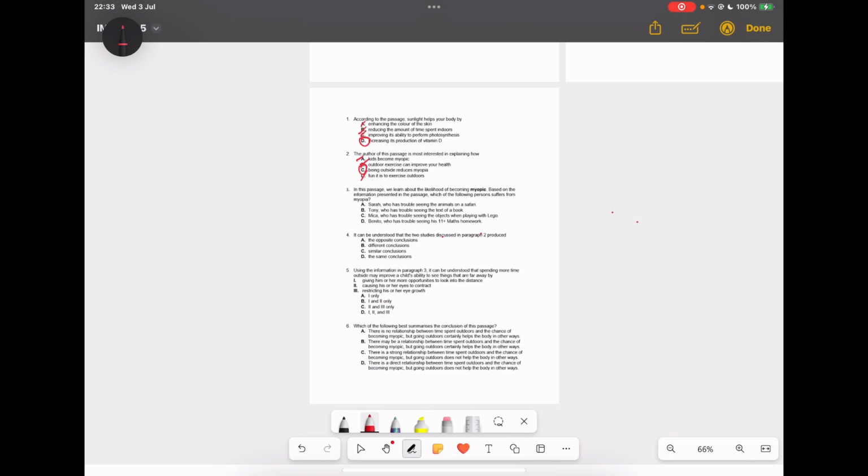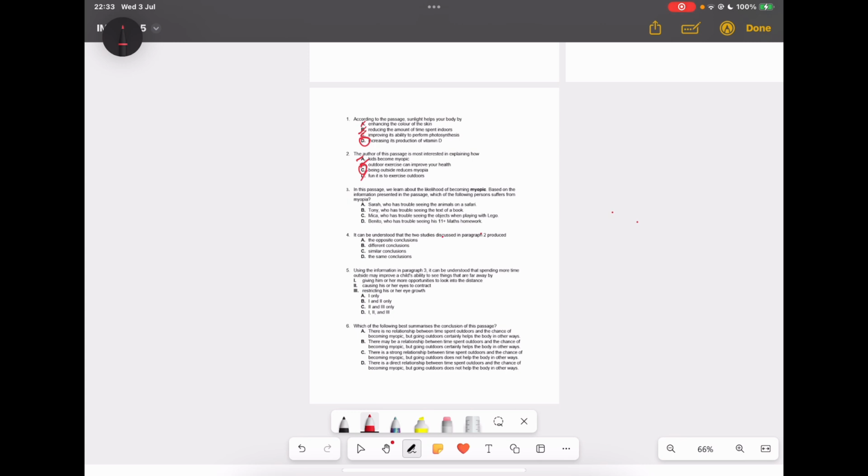So then 3. In this passage, we learn about the likelihood of becoming myopic. Based on the information presented in the passage, which of the following persons suffers from myopia? So remember, myopia is when you can only see near objects, so when you're short-sighted. Sarah, who has trouble seeing the animals on a safari. Tony, who has trouble seeing the text of a book. Mika, who has trouble seeing objects when playing with Lego. Or Benito, who has trouble seeing his 11 plus maths homework.